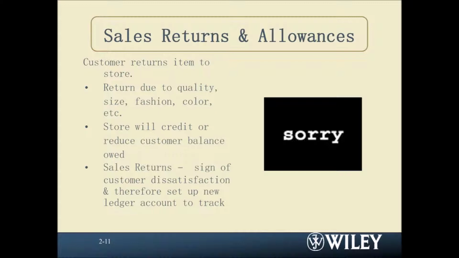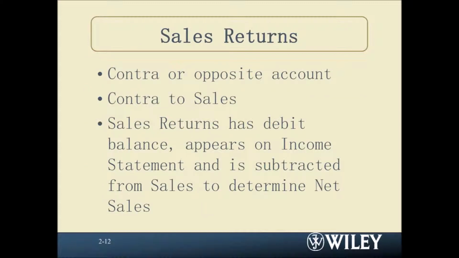A sales return is a company's acceptance of a return of merchandise from a customer, and a sale allowance is a reduction in the price originally charged for the merchandise. When a sale is first made, the transaction is posted to sales. Sales returns and allowances is a contra account used to track sales returns and sales allowances. This means that the normal balance of this account is a debit balance to offset the normal balance of the sales account, which is a credit balance. These contra accounts are opposite of the related account's normal balance.